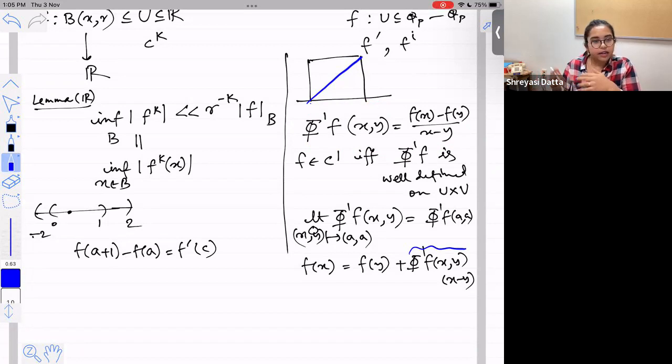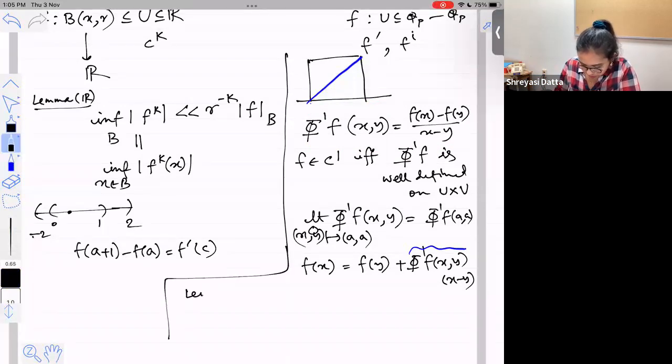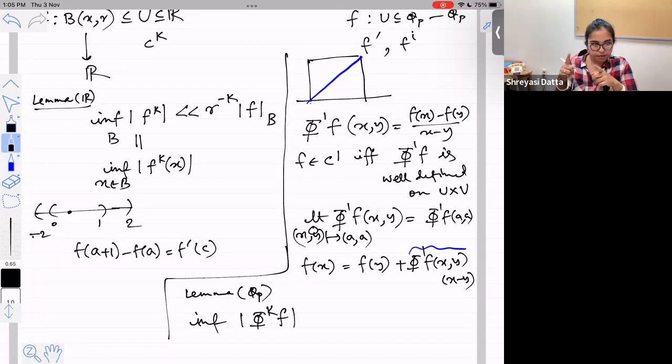And yeah, in higher dimension, it becomes more complicated. You have to find the right relations between these phi i's and in fact phi beta. And then you can show, so I want to write down the analogous lemma that you can prove in case of Q_p, that infimum of phi k f, now phi k f is a multivariable function in B^(k+1), so B cross B cross B, k plus 1 many times, must be less than or equal to R to the power minus k, f of B.